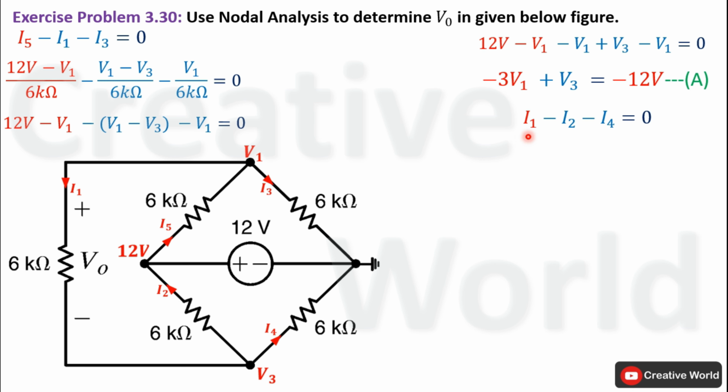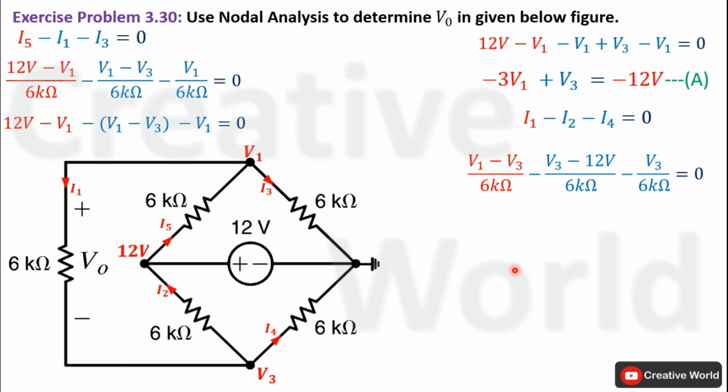Entering current is taken with positive sign and leaving currents are taken with negative sign. Now we have to replace these three currents with their respective equations. Current I1 is equal to V1 minus V3 divided by 6 kilo ohm, while current I2 will be equal to V3 minus 12 volt divided by 6 kilo ohm, and current I4 will be equal to V3 divided by 6 kilo ohm.